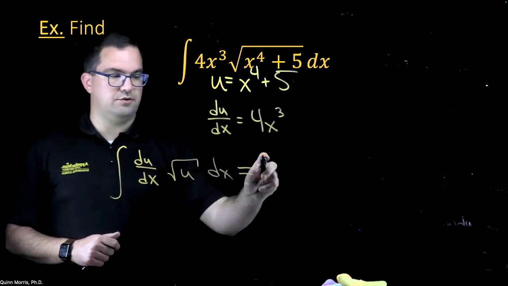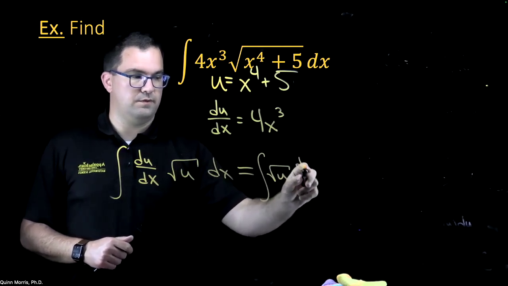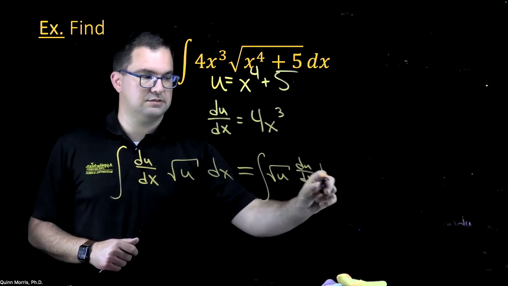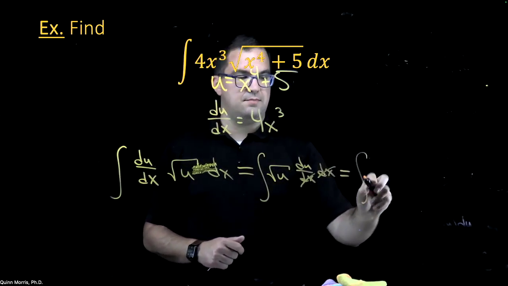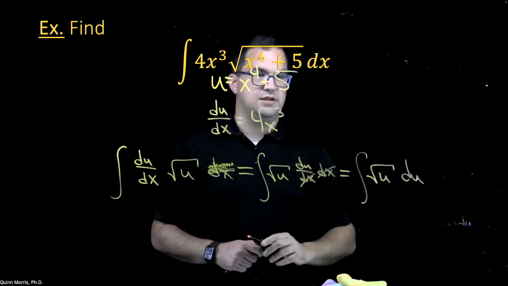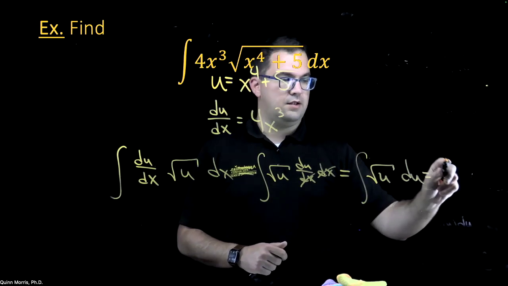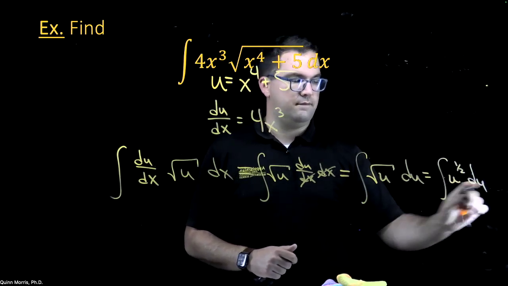And now this is where I can do sort of some sleight of hand. This is square root of u, du dx, dx. So this ought to be the same as the indefinite integral of the square root of u du. And, well, square root of u, that's really just u to the 1/2 du.